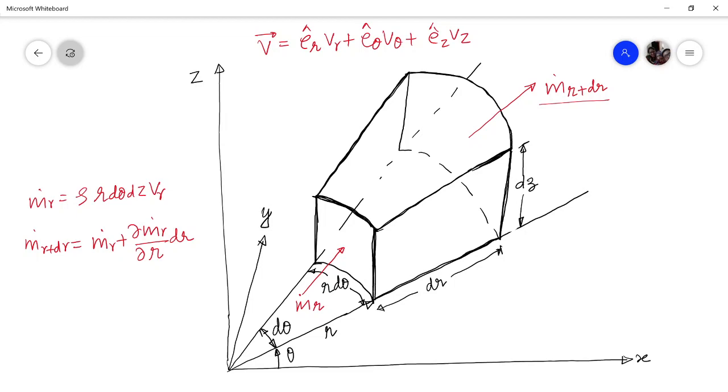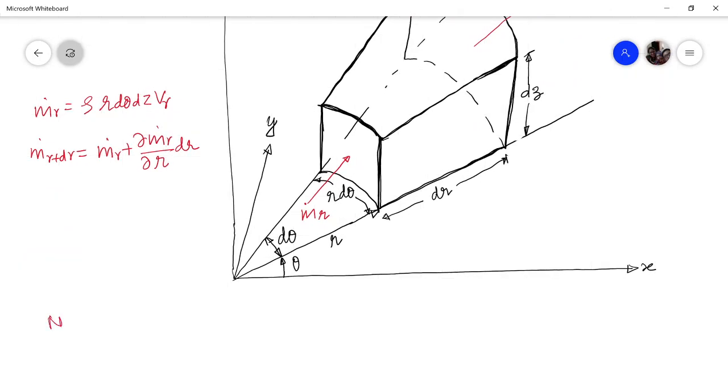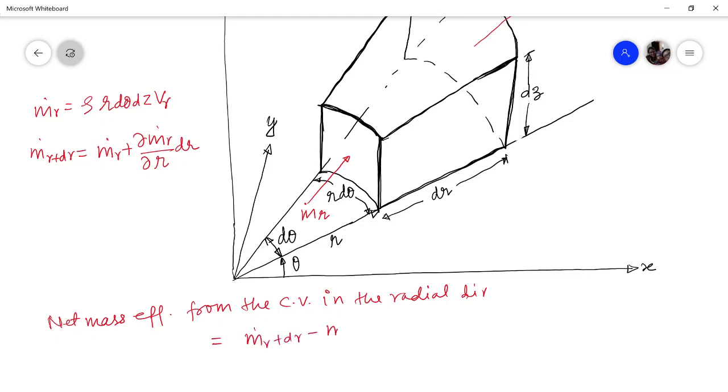This is nothing but the Taylor series expansion, truncating the higher order terms. So what is the net mass efflux from the control volume in the radial direction? This will be ṁ_(r+dr) minus ṁ_r. So this will be nothing but ∂ṁ_r/∂r dr.